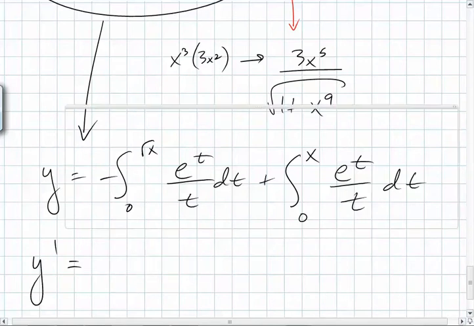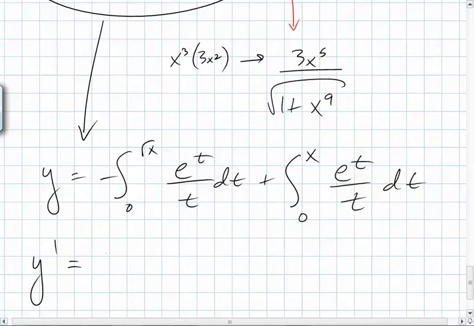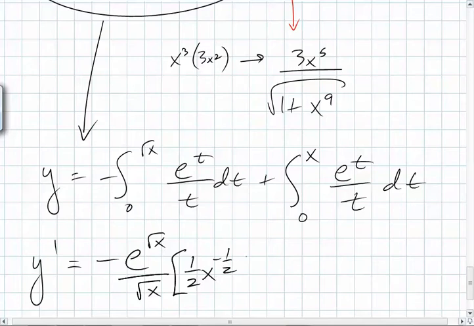Hold on. I am tired or something. I don't know what's going on here. What am I plugging in for t? Root x. Root x. Thank you. So it's e to the root x over root x, and then times what? The derivative of root x. Yeah, 1/2 x to the negative 1/2. Yep. Plus, and what does this one come out to be? E to the x over x times 1. So are you done?